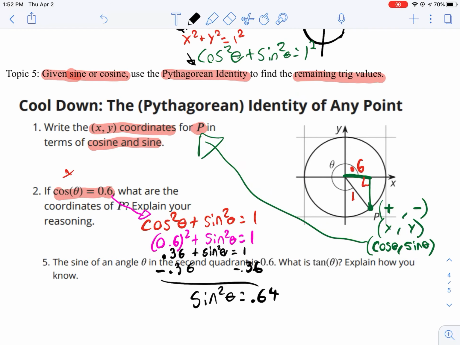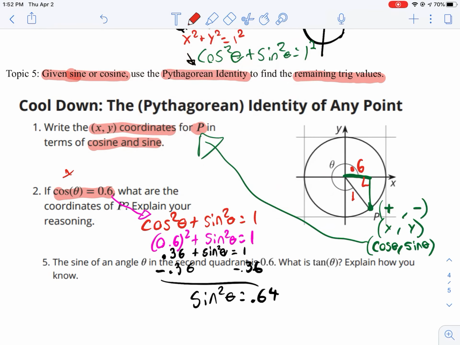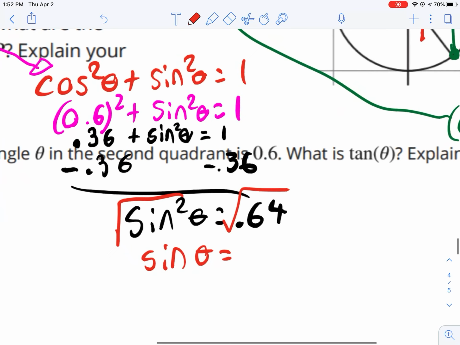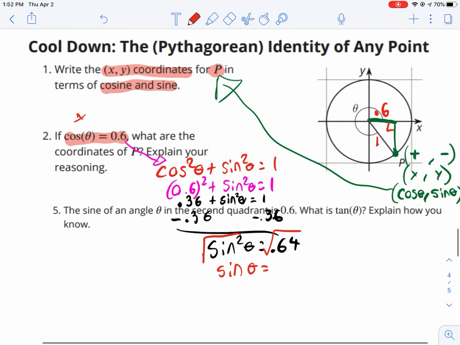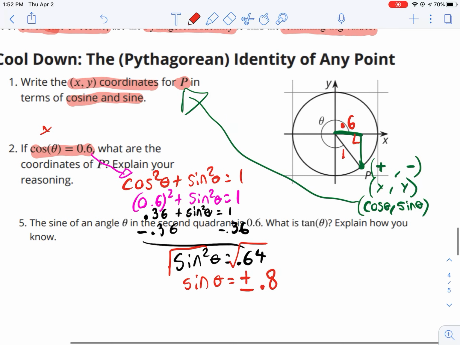But we don't want to have sine squared, we just want to have sine. So how are we going to get rid of that square? Well, we have to take the square root of each side. We're going to find that sine of theta equals, and whenever you take a square root, how many answers should you get? You should get 2, a positive and a negative. So in this case, we're going to get plus or minus 0.8.